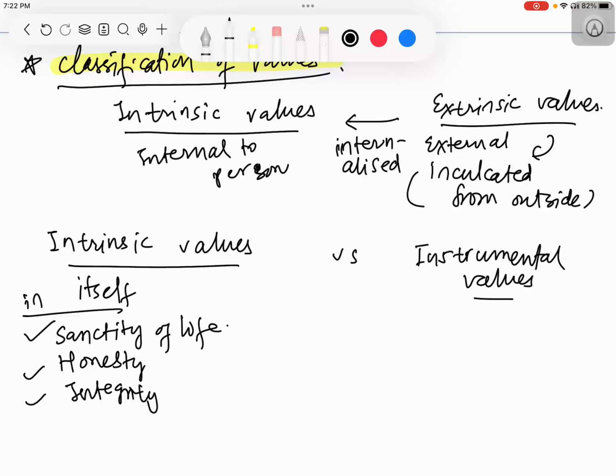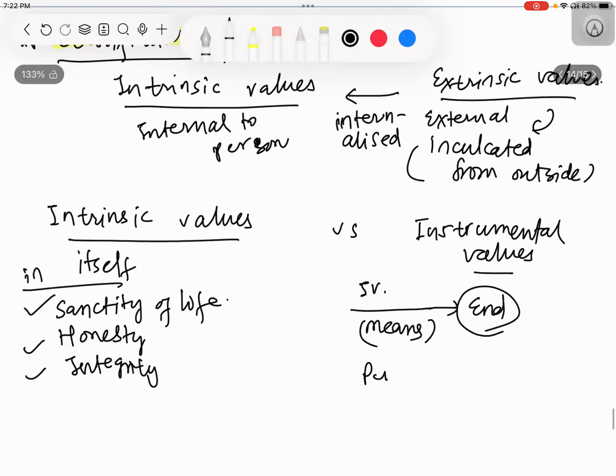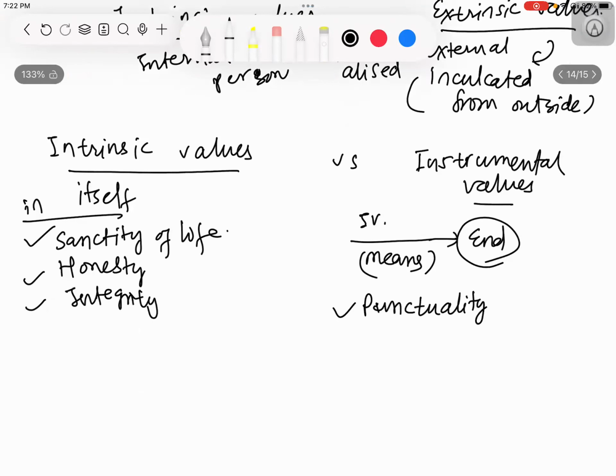But think of instrumental values. What do they mean? Values which are sort of means to an end. So the end goal is something else, but the instrumental value is the means. For example, punctuality. Now we'll say it is good to be punctual, but punctual for what? Suppose you are going somewhere on a Sunday holiday.